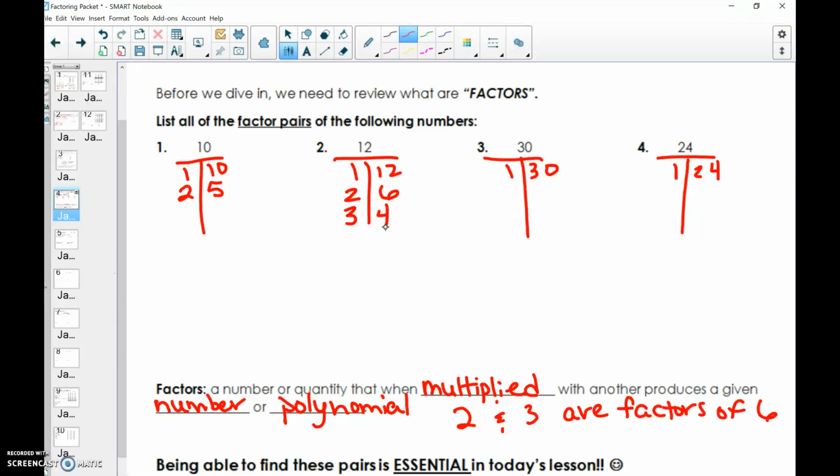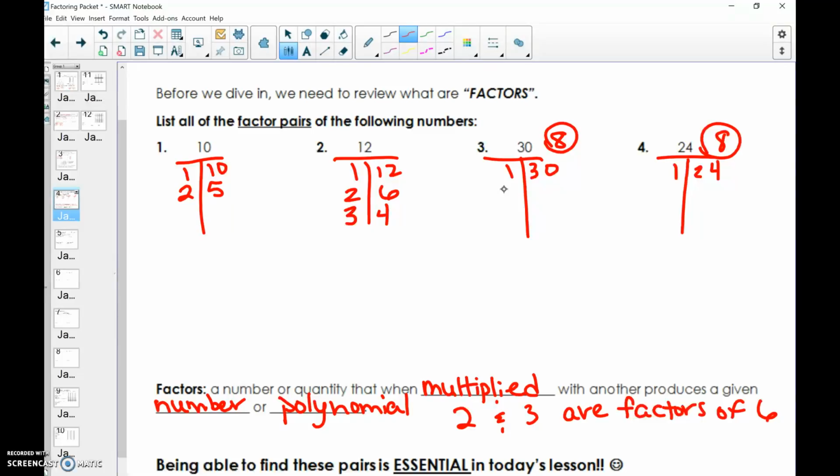Okay, so go ahead and fill in the factor charts for 30 and 24. Total, you should get, let's see, gotta count in my head. There should be 8 total numbers for 30. And there should also be 8 total numbers for 24. So keep that in mind as you go through. Go ahead and try those yourselves. See if you can correctly find the factors.